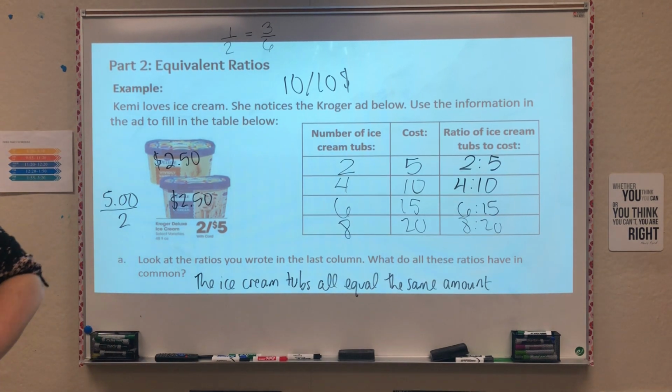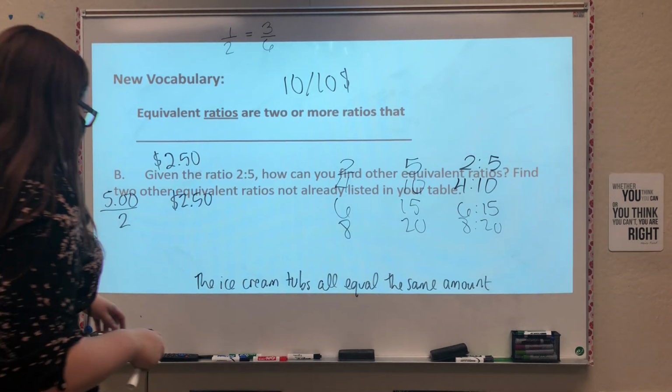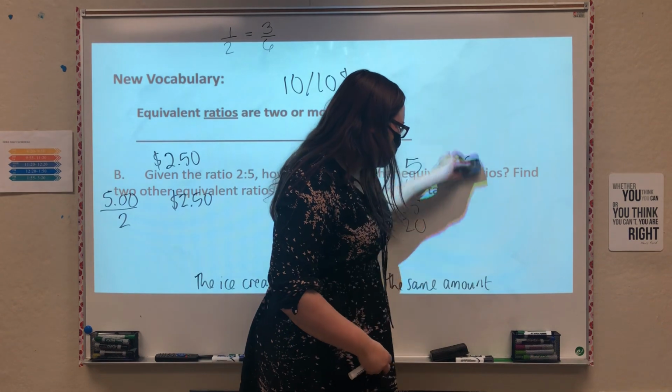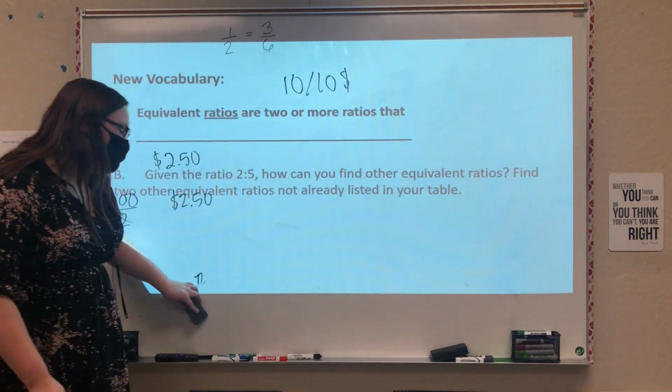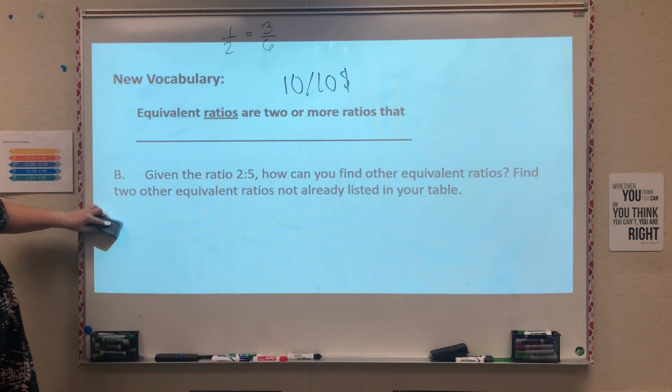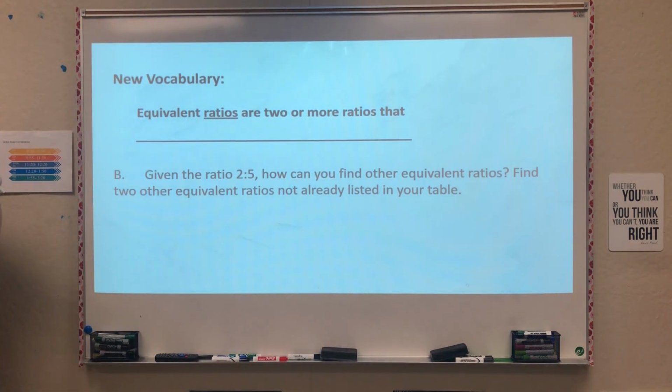The last part of this lesson, oh, wait, just kidding. Before we do that last part, you were already using the vocabulary with equivalent. You told me it was equal, but there's a spot for us to write this down. Equivalent ratios are 2 or more ratios that are equal.